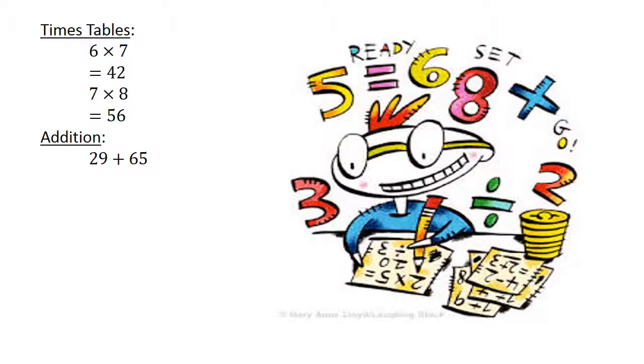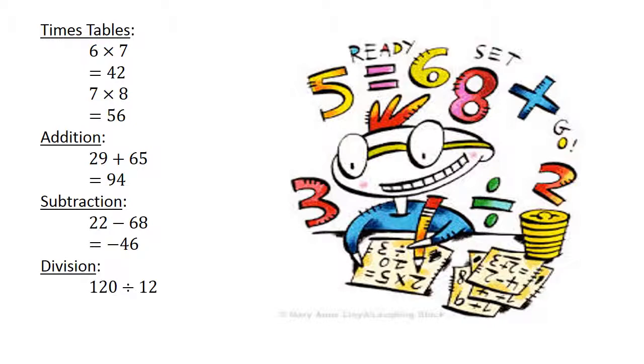Addition. 29 plus 65 equals 94. Subtraction. 22 minus 68 equals negative 46. Division. 120 divided by 12 equals 10.